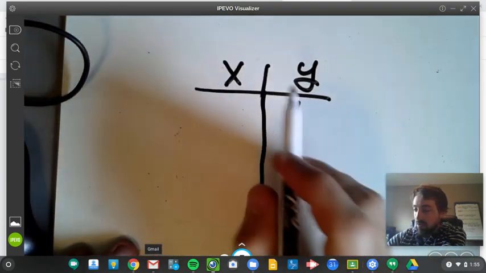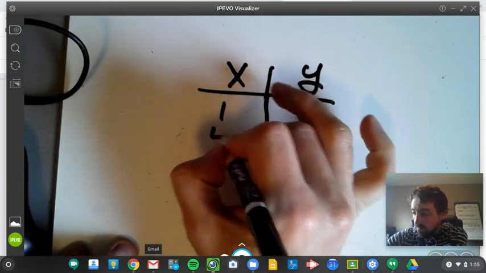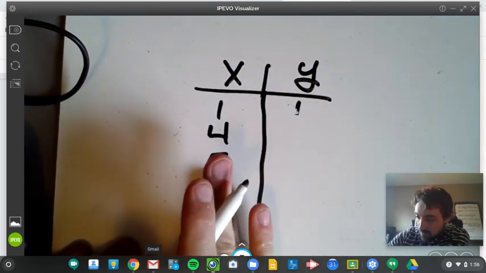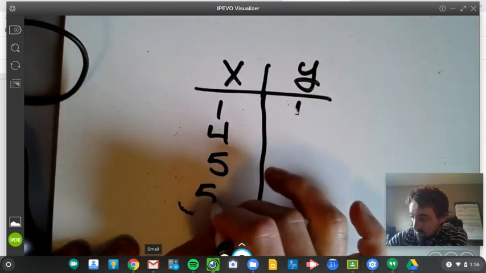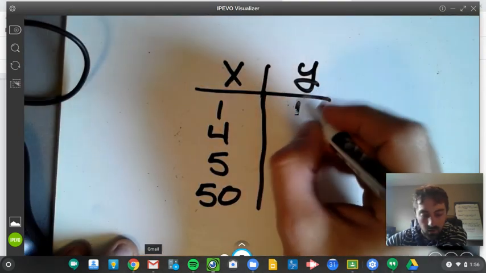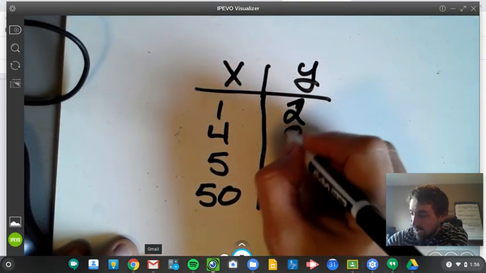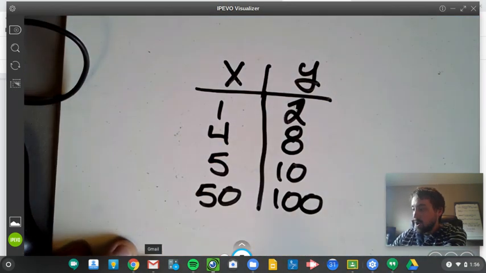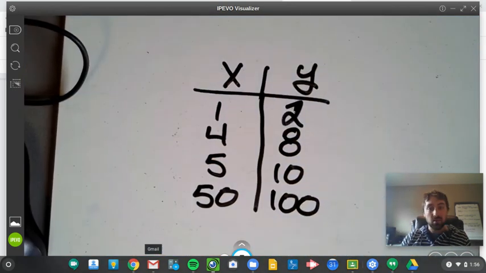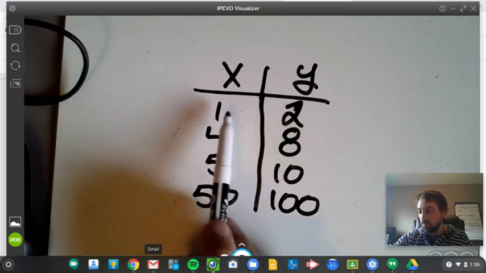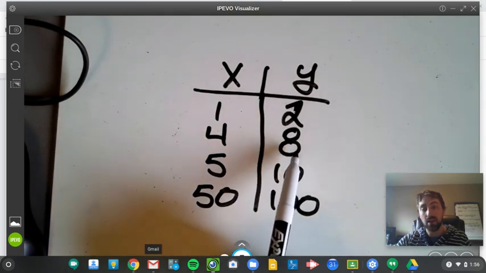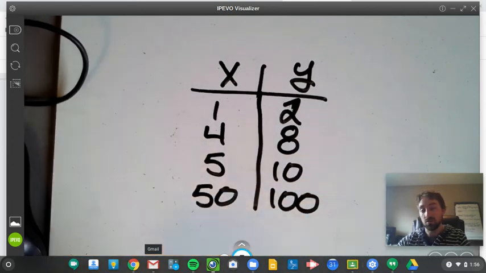We have our input. We have 1, 4, 5, and 50. Now, our output is 2, 8, 10, and 100. So again, we see that the number is getting bigger, so try adding first. 1 plus 1 equals 2. Good. 4 plus 1 doesn't equal 8, so we know we have to maybe try multiplying. So let's try multiplying next.